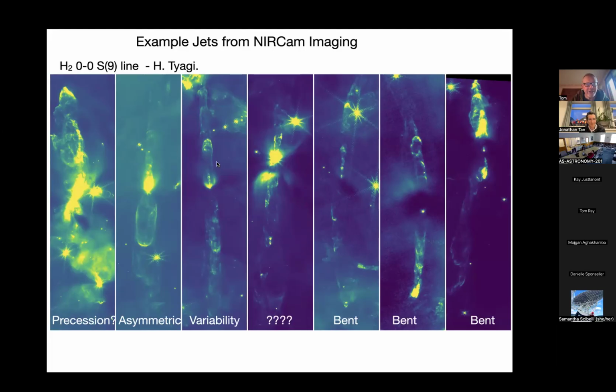These are not continuum subtracted. So notice there's a scattered light nebula in the center, and there are also stars. But you see evidence of asymmetry, of precession, of what might be variability in terms of all the little knots, and also bent jets, and all kinds of really interesting morphologies, right?